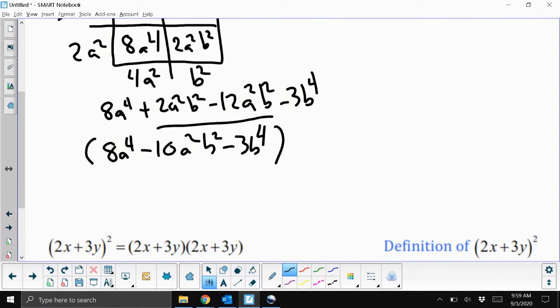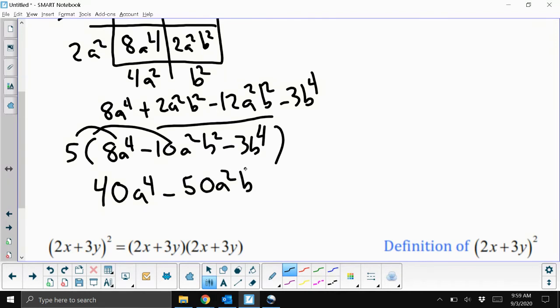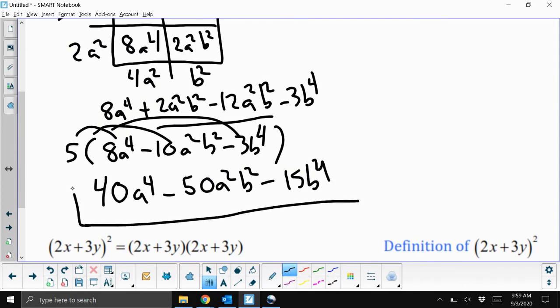Now we don't want to forget about that 5 that we still have to distribute to everything. So now we're going to have to do that, make it 8a to the fourth. Whoops. 40a to the fourth. Then we got to multiply that, give us negative 50a squared b squared. And then the last one, negative 15b to the fourth. That's an ugly 4. All right. And we are done. See, super easy, right?